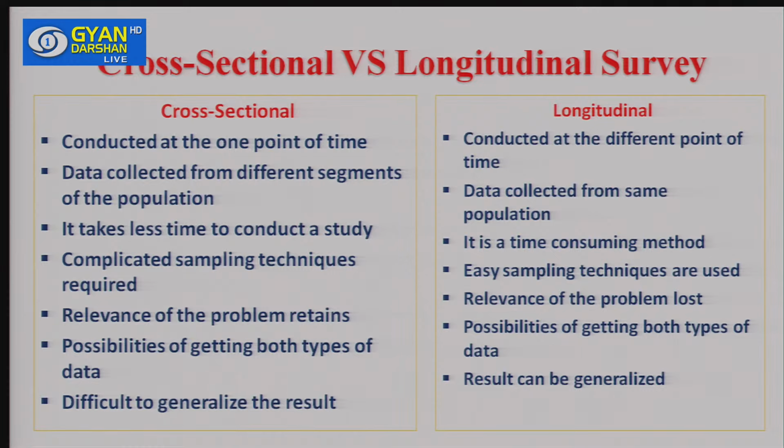In cross-sectional research, it is conducted at one point of time, whereas a longitudinal study is conducted at different points of time. In cross-sectional, data is collected from different segments of the population, and in a longitudinal study, data is collected from the same population. Cross-sectional takes less time to conduct a study, but longitudinal takes much time.